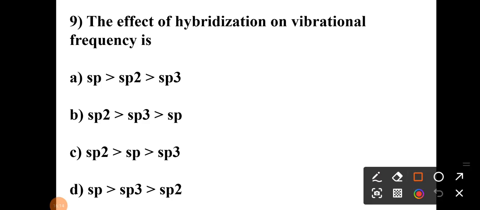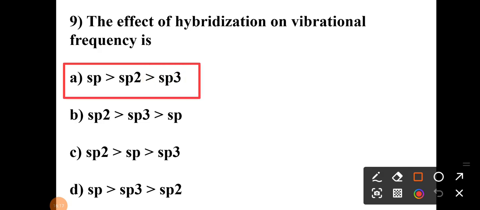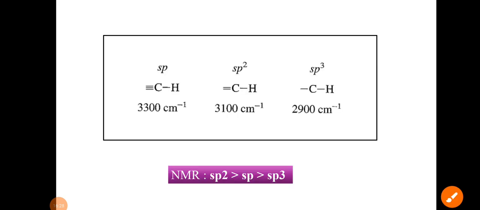In IR, that is option A: sp is always greater than sp2, which is greater than sp3. Let us see how it works. The first compound is sp hybridized, the second is sp2 hybridized, and the third is sp3 hybridized. For sp hybridized, the wave number is 3300 centimeter inverse. For sp2 hybridized, it is 3100 centimeter inverse, and for sp3 hybridized, it is 2900 centimeter inverse.